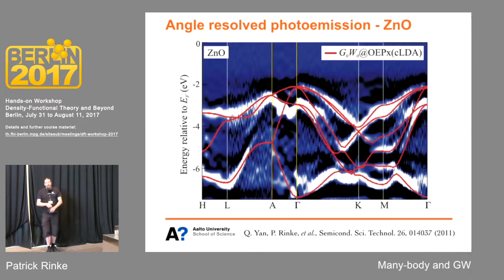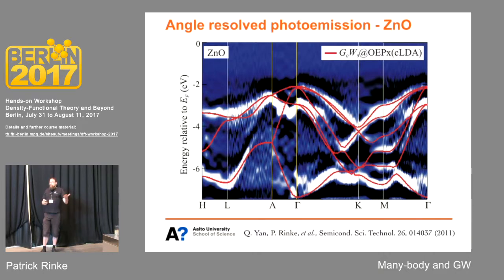Okay, so here's another example of work that we did a few years ago. Remember these blue lines that I showed you, these spectra. These were ARPES experiments for zinc oxide. If you look at the spectrum from the top and color code the heights, you get this picture here. High intensity is white, and blue is sort of background.